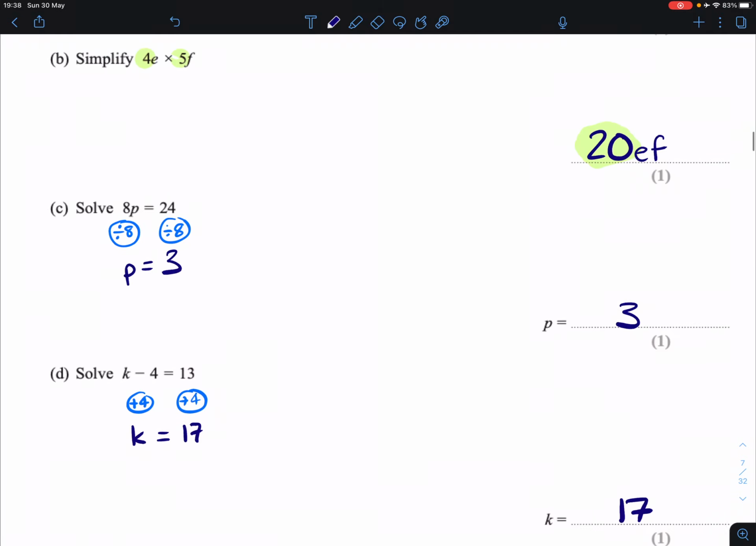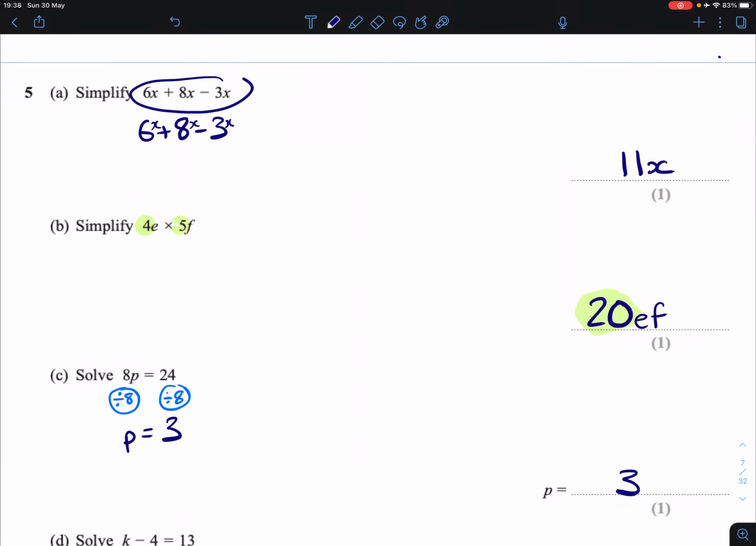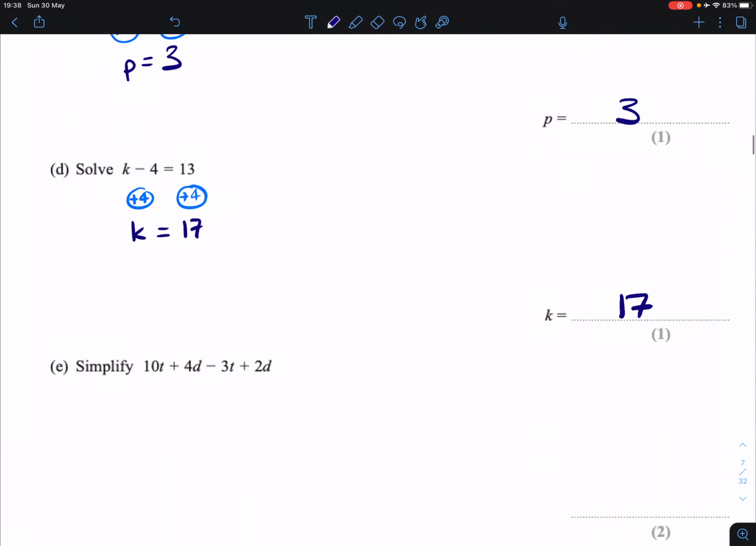Part E, simplify 10t plus 4d minus 3t plus 2d. Well, unlike the first question here where we could just add and subtract all the stuff together because they were all x's, here we have different terms. So what I recommend you do is identify which terms can add or subtract with which other terms. We have 10t and a minus 3t, so those two go together. And we have a plus 4d and a plus 2d, so those two go together.